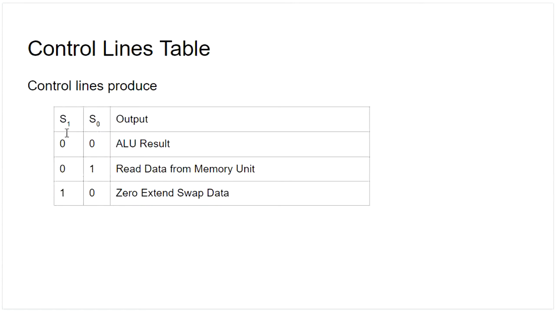But if the new line is not 0, but it's 1, then if the old line is 0, 0 extend swap data will be passed through. What about if it's 1 and 1? We're not going to allow that possibility. The controller will never produce those outputs. The controller will never send 1, 1 to those 2 bits, those 2 lines. Okay.